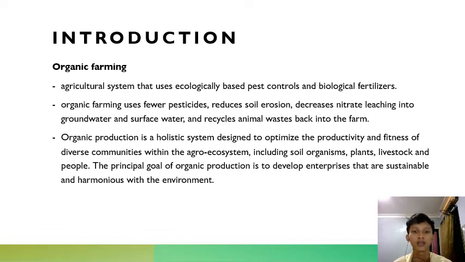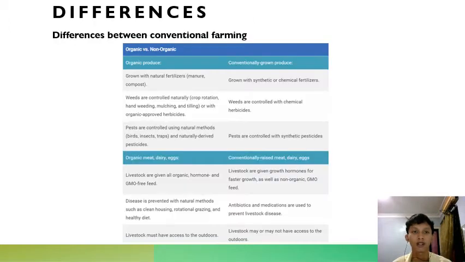The principal goal of organic production is to develop enterprises that are sustainable and harmonious with the environment. So as we can see, organic farming fully supports the natural uses and resources. This is the difference between organic produce and conventional produce.